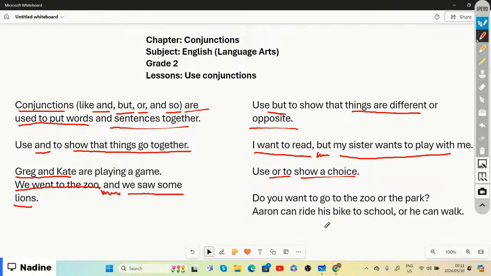And if we look at an example, we can say, do you want to go to the zoo or to the park? Which means that this person is giving someone an option, right? So you can either go to the zoo or you can go to the park. That's an option or choice, right?